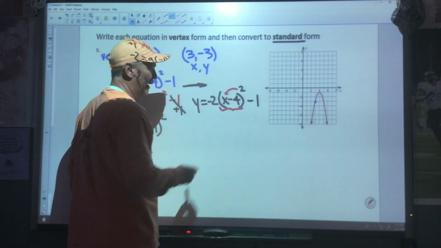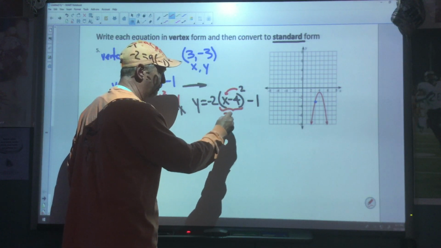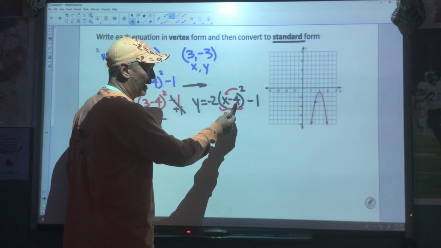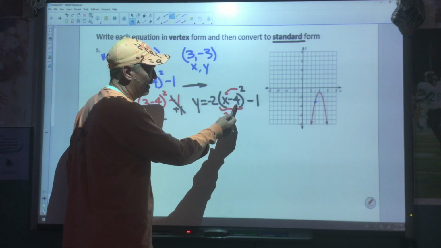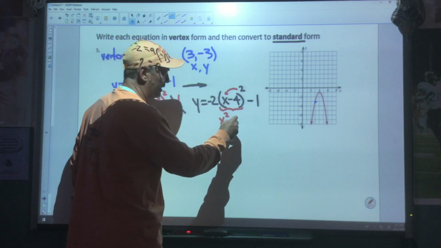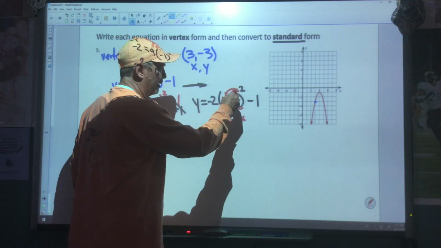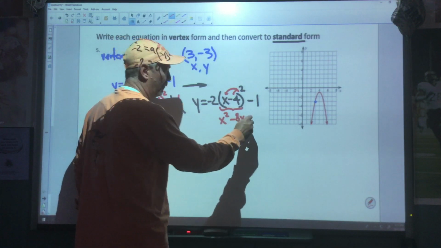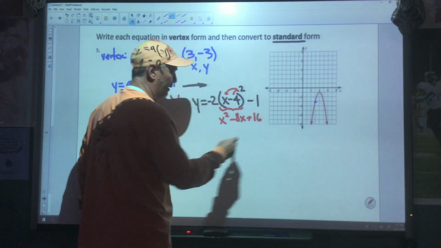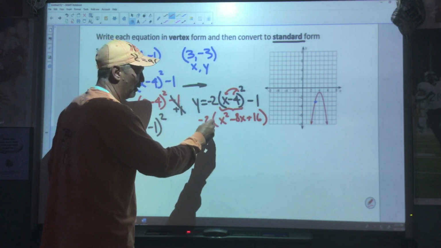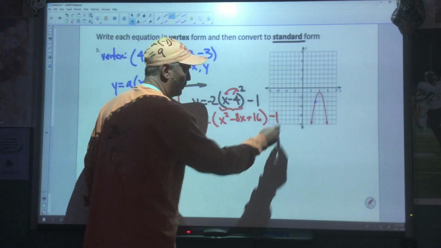x times x is x squared. Multiply 2 times -4 is a -8. -8 times x is a -8x. Square the back. -4 times -4 is a +16. Bring down your -2. Bring down your -1.